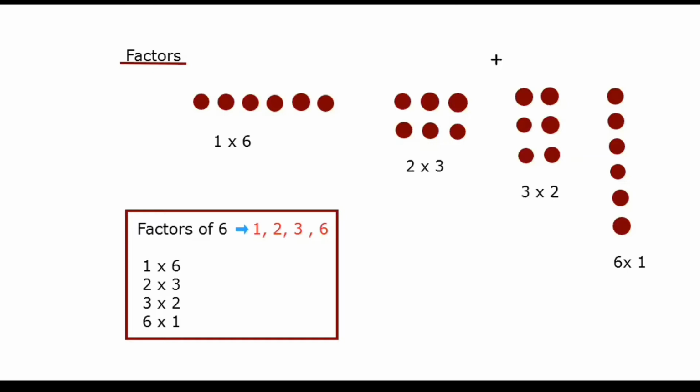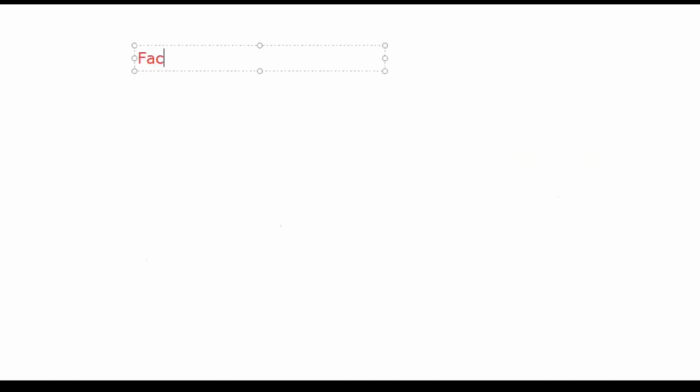Okay, now let's do the class. Right, so here are the factors of 6. Now let's think of another number. Let's take 20. We are going to discuss factors of 20. First of all, you have to write the ways we can obtain 20. What are the ways you can obtain 20?